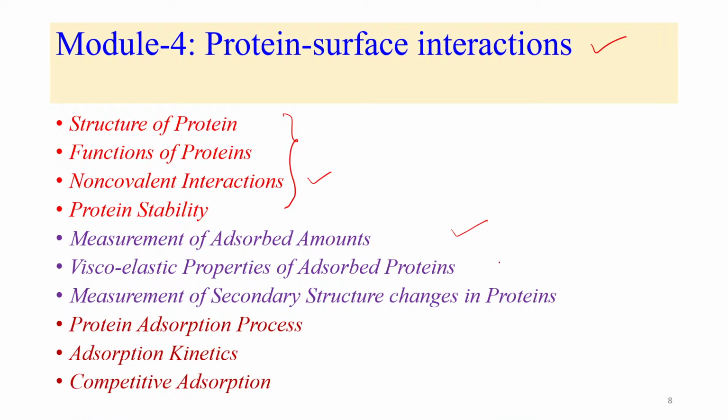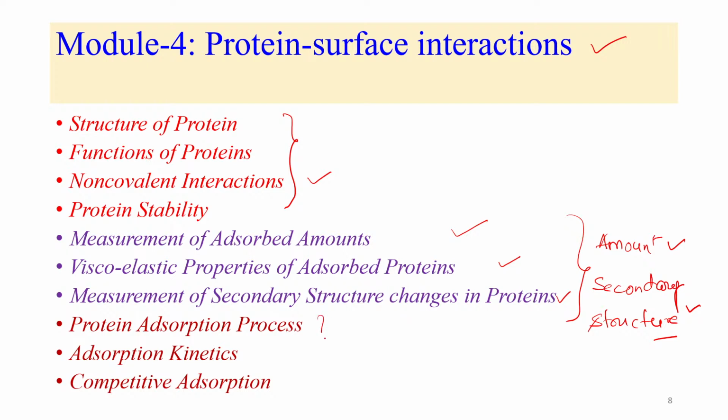So in the case of protein adsorption, both things are important. One is the amount of protein, and the second important thing is its secondary structure, or you can say the conformational changes. For the amount, as I discussed, we can use the solution depletion method or various instruments like quartz crystal microbalance and surface plasmon resonance, and for the secondary structure, we can use FTIR or circular dichroism.